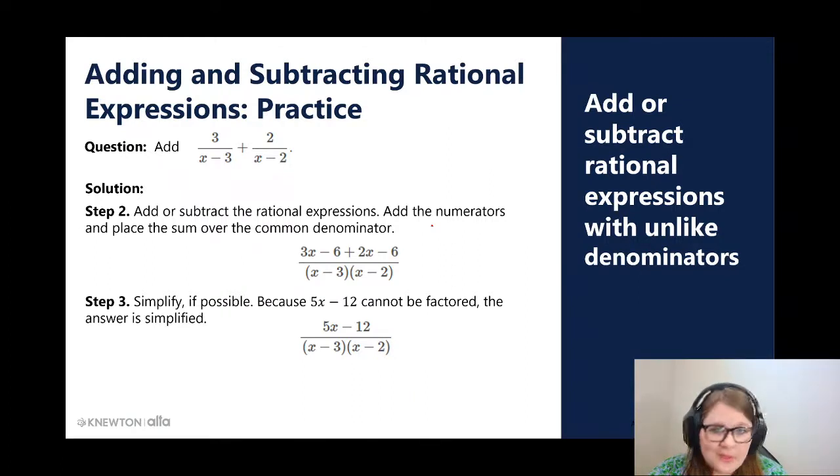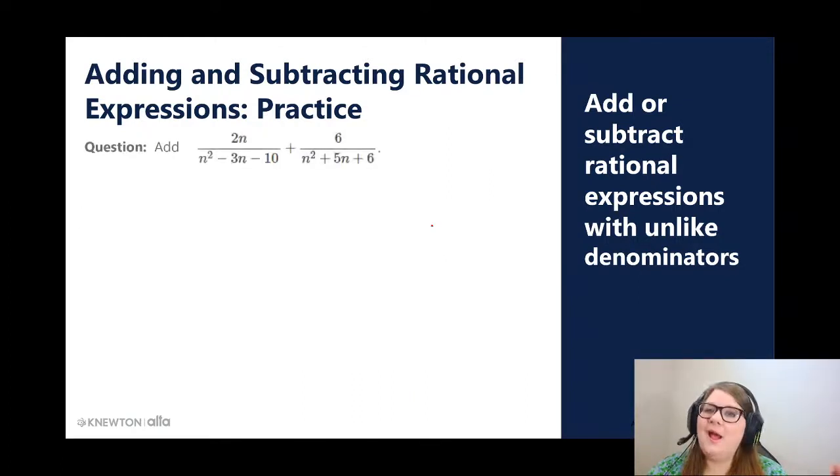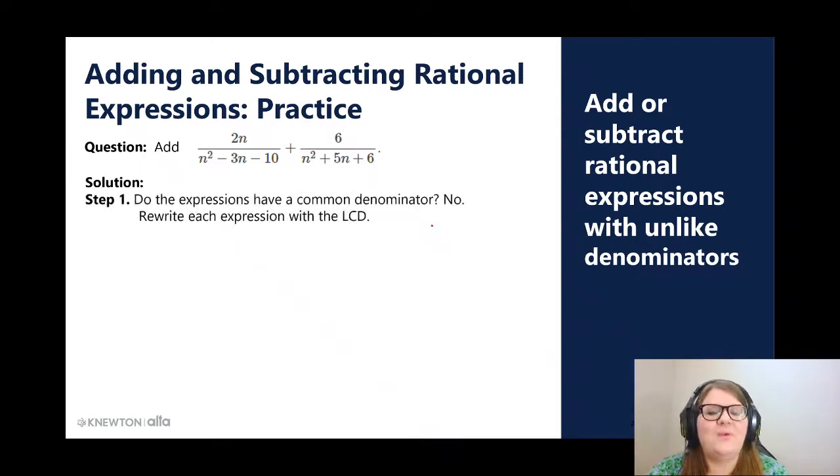All right, see, that wasn't so bad. So let's try another one. Let's try adding 2n over n squared minus 3n minus 10 plus 6 over n squared plus 5n plus 6. We can tell they do not have a common denominator, so we want to go and find the least common denominator, or the lowest common denominator.